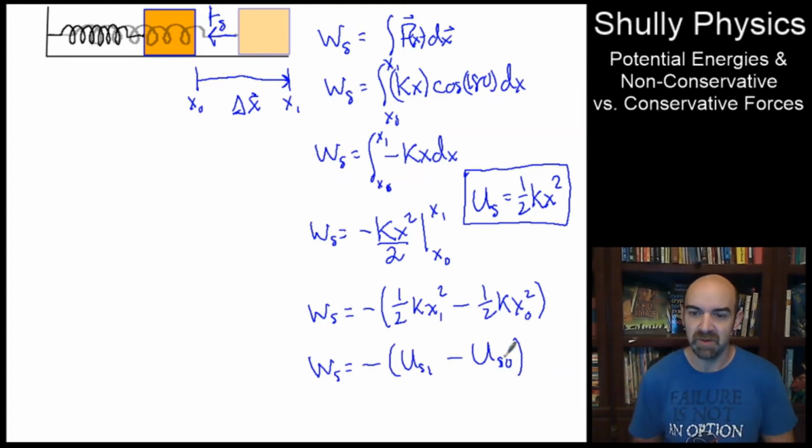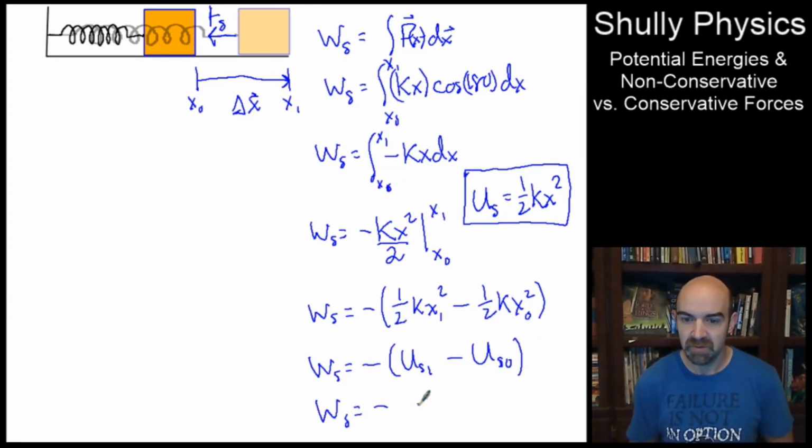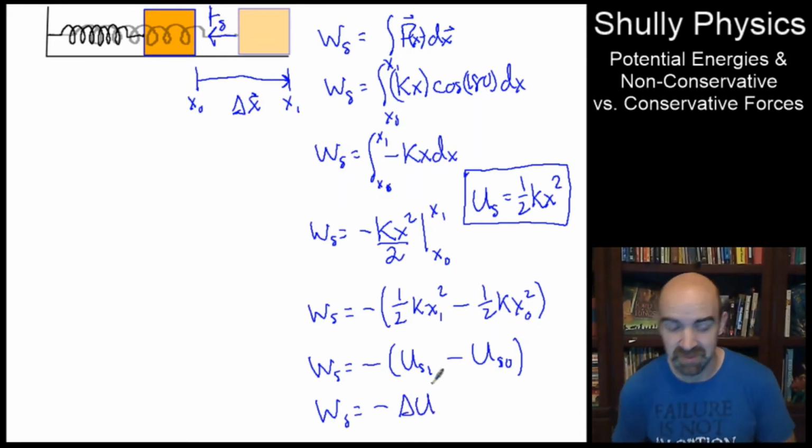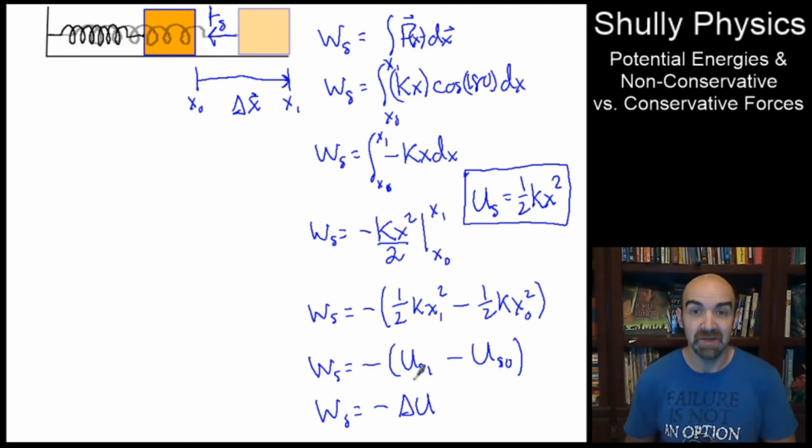So we get it showing that the negative change in potential energy is equal to the work done by the spring. This is a characteristic of conservative forces. So gravity and the spring force, they're conservative forces.